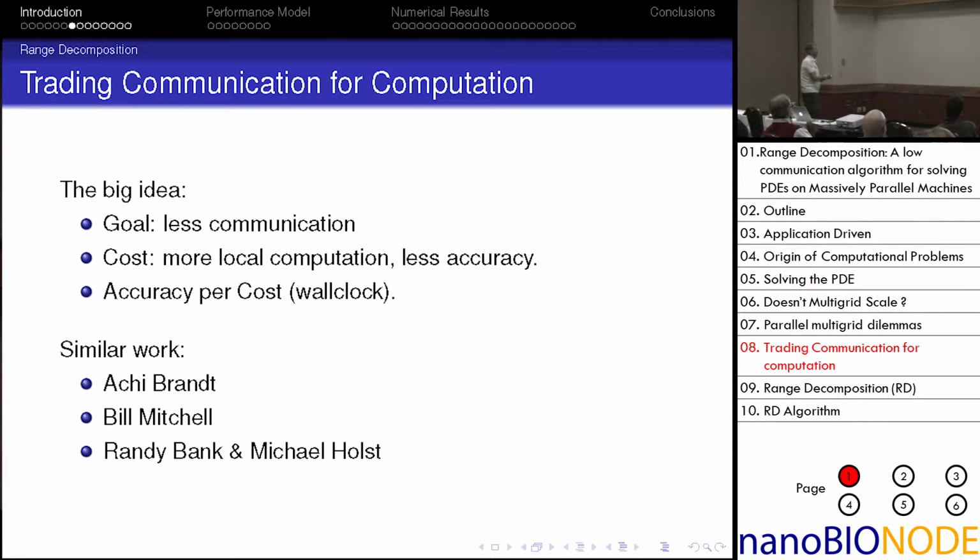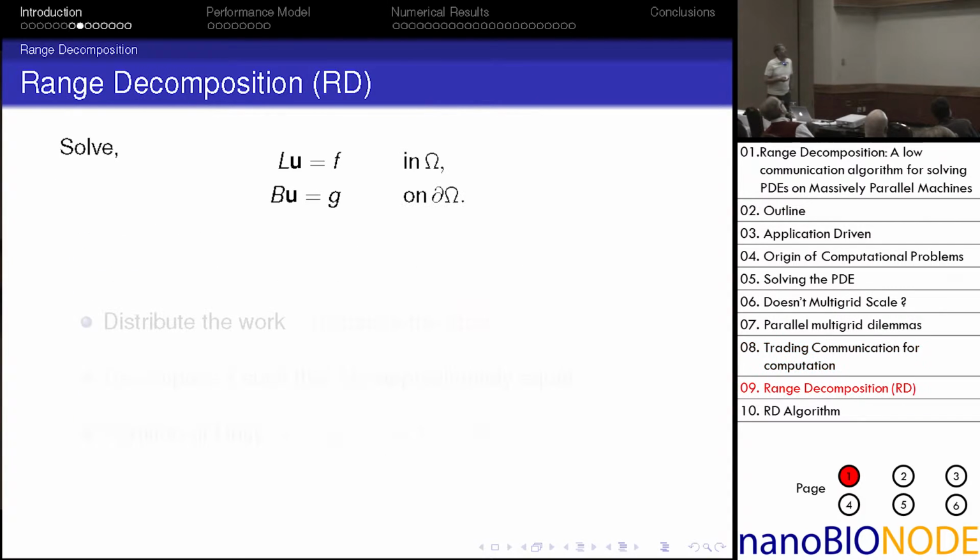The work we're going to talk about is similar to something that Aki, of course Aki probably mumbled something about everything we do today a long time ago. And Bill Mitchell wrote some things about this, and recently Randy Bank and Mike Holtz. But they did it in a domain decomposition way. We're going to talk about range decomposition. And here's what I mean by range decomposition.